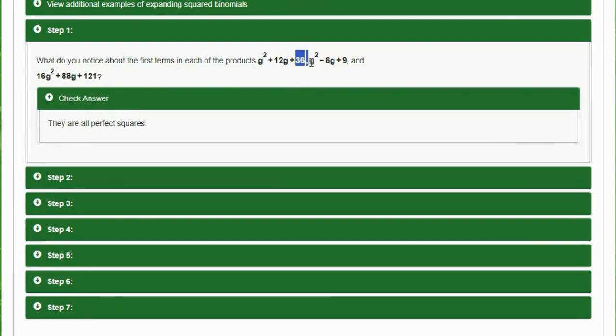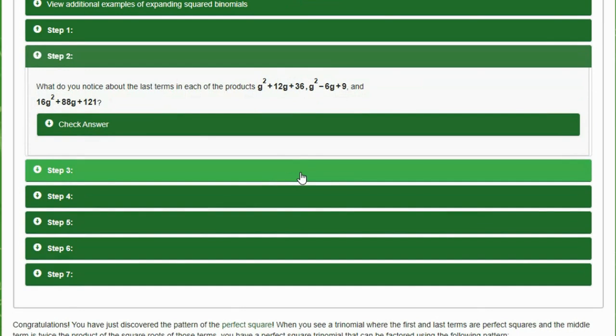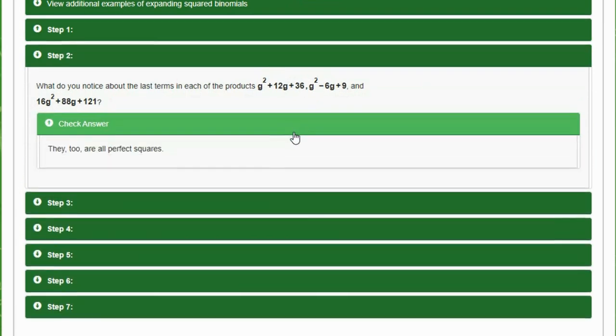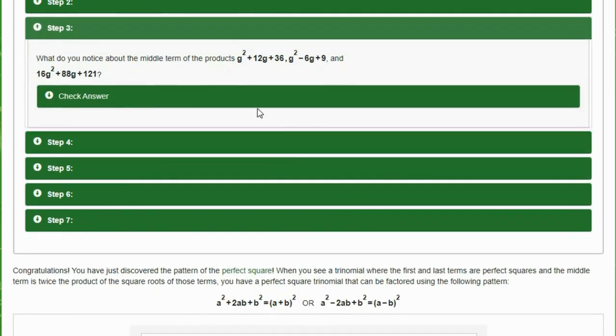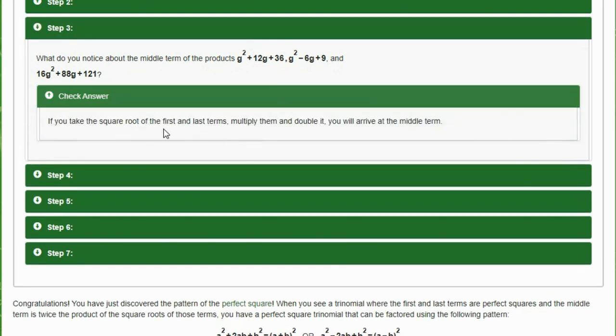So you have to take the square roots of both of those. That'd be G and that'd be 6. So 6G doubled would be 12G. So that is a perfect square trinomial. They're all perfect squares. The last terms, all perfect squares. The middle terms: if you take the square root of the first and last and double them after you multiply them together, you get to the middle term.